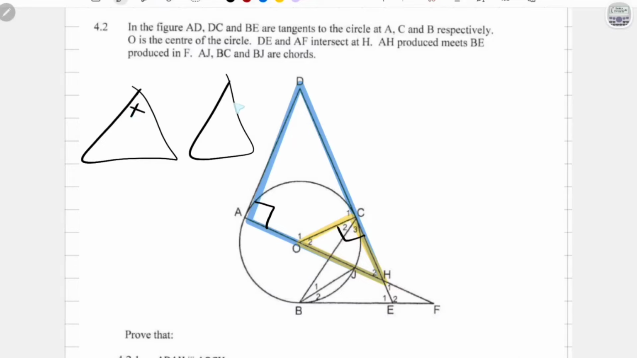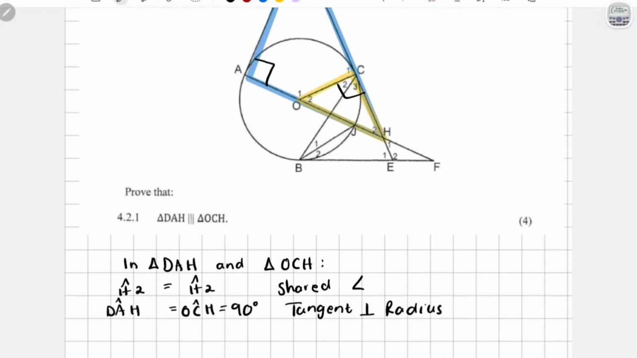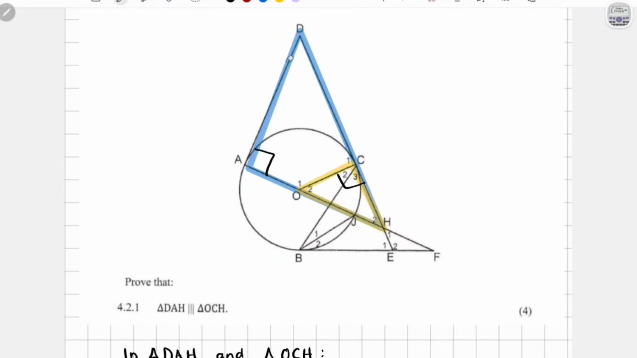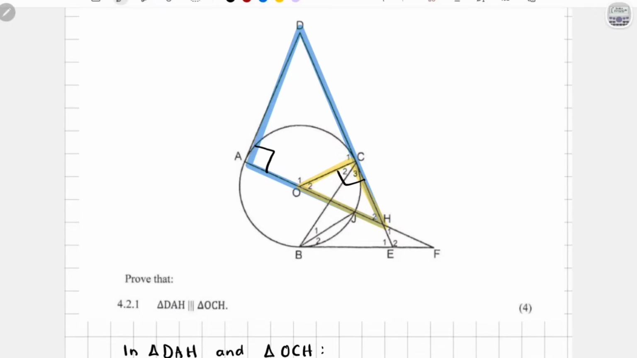If you have two triangles, and this is equal to this, and that is equal to that, by default these two must also be equal because the angles in a triangle add up to 180 degrees. So we just have to name the third angle. The third angle here is this D, which we can call angle D. It's just on its own.